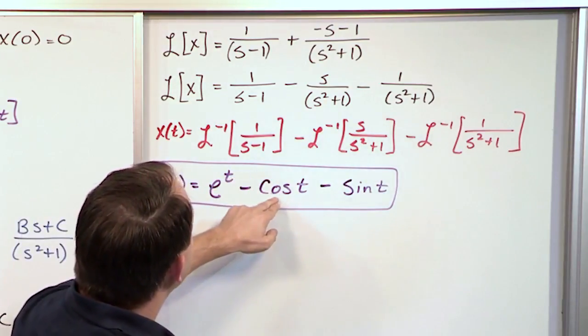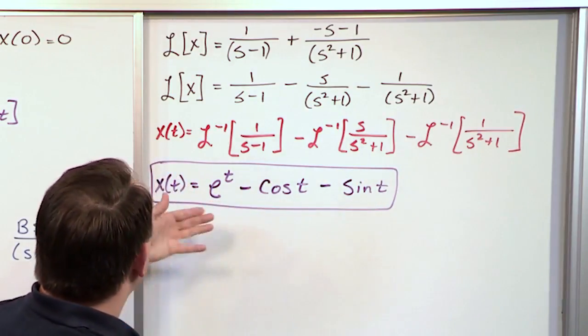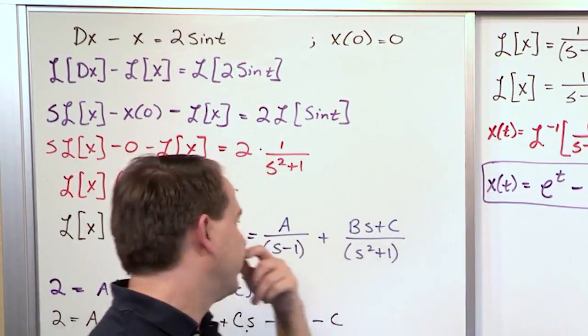Here, cosine of 0 is also 1. Sine of 0 is 0. So you have 1 minus 1 gives you 0. The initial condition satisfies our solution.